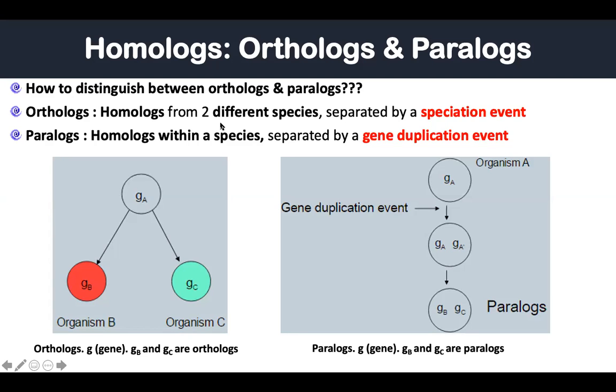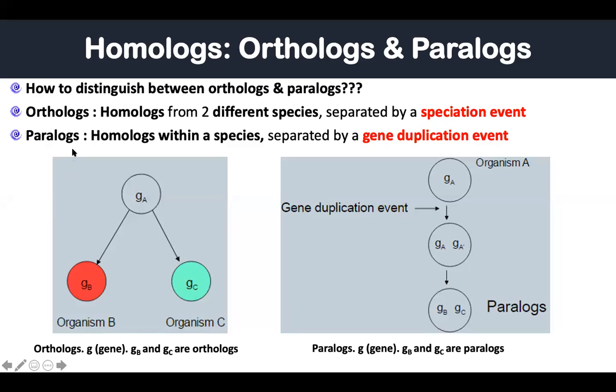So each species has a copy of the gene, and that gene is known as a homolog, or that protein is known as a homolog protein, right? So the key here is it's from two different species separated by a speciation event.